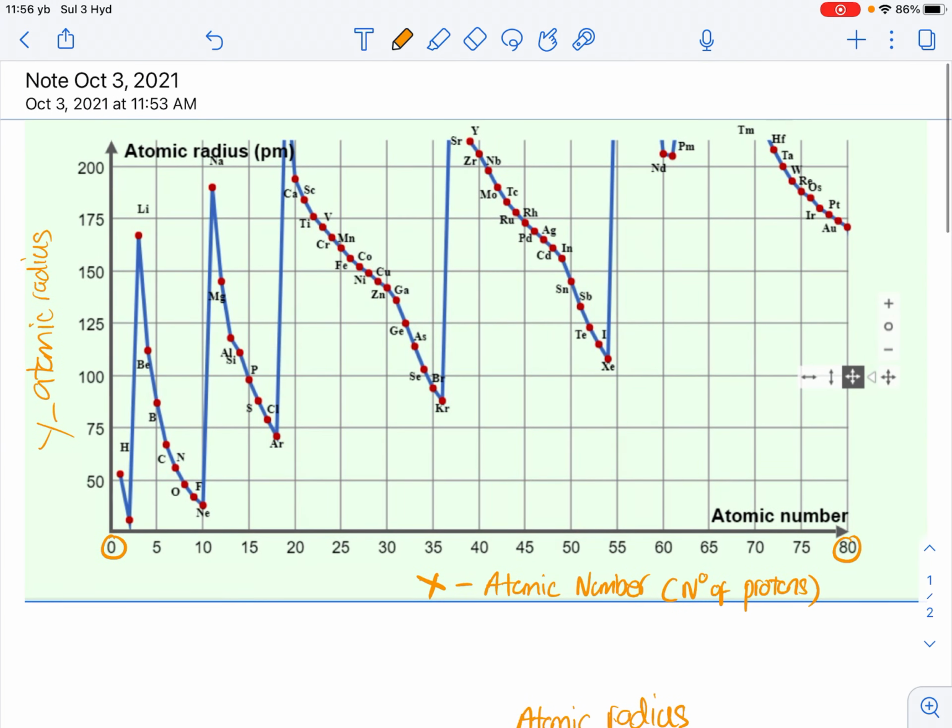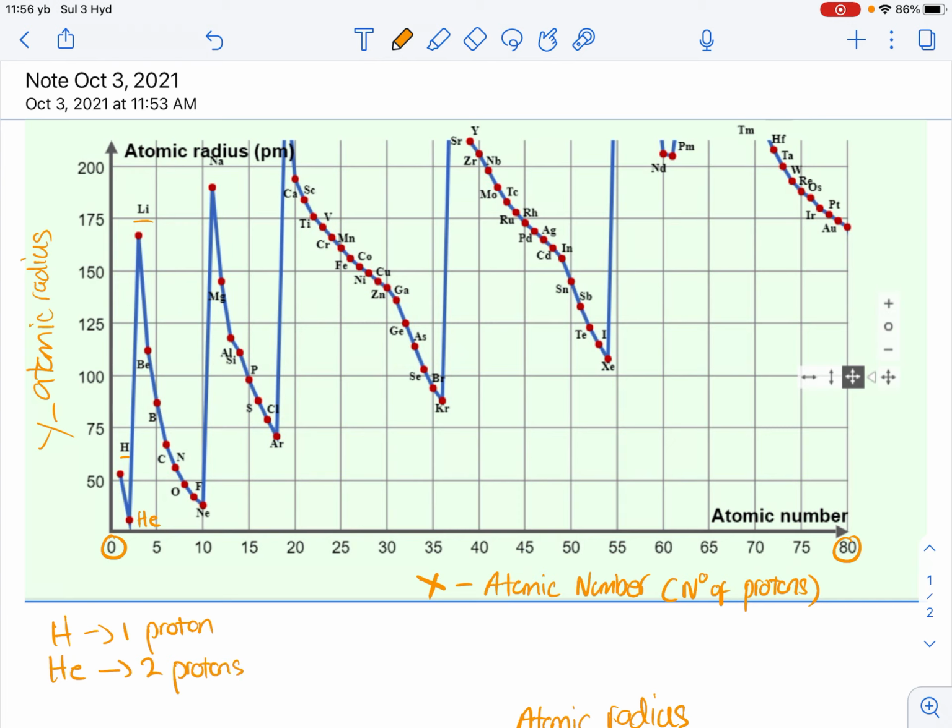So as we go back up here and we start to look at the graph, we have hydrogen here, this is helium, and then we jump all the way up here to lithium. So first of all, let's just see what's going on from hydrogen to helium. Hydrogen has an atomic number of 1, meaning hydrogen has 1 proton. Helium, on the other hand, has an atomic number of 2. So we have 2 protons.